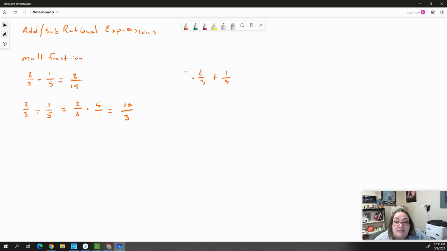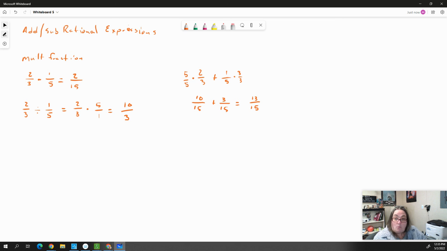So if I multiply this side by 5/5, and I can do that because it's the same as multiplying by 1, and I multiply this side by 3/3, I would have 10/15 plus 3/15. And then I can go ahead and add them together, right? And I would go 10 plus 3 is 13, and I would have 13/15, right? And the same would be true with subtraction, right? I have to have a common denominator.